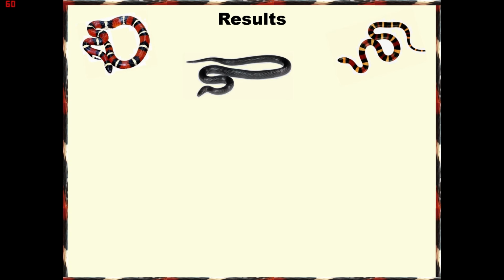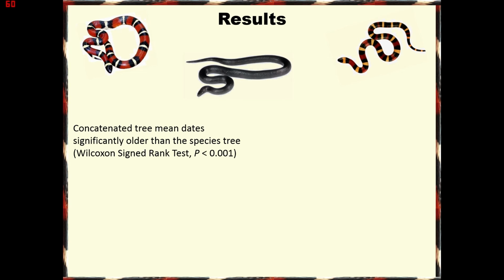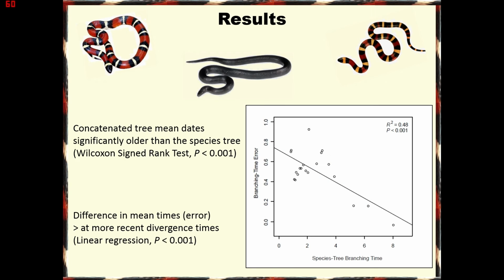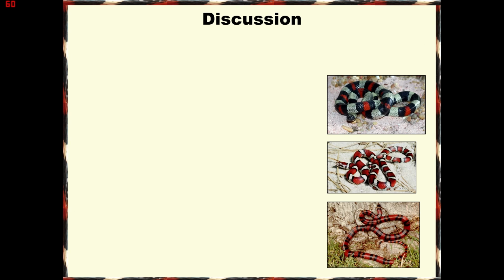So if we further examine the differences between the divergence times, the concatenated tree mean dates are overall older and significantly older than the species tree. And if we take a look here at the difference in mean times, which is the branching time error here on the y-axis, and compare that to the branching times of the species tree in this linear regression, we see that at more recent divergence times here, closer to time 0, that error between the two is much greater, and that as you go further in the past, that divergence time error is somewhat smaller. So this may be a bigger problem at more recent times for detecting divergence events.